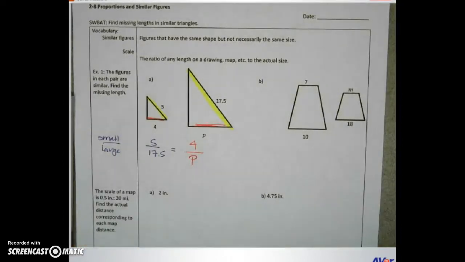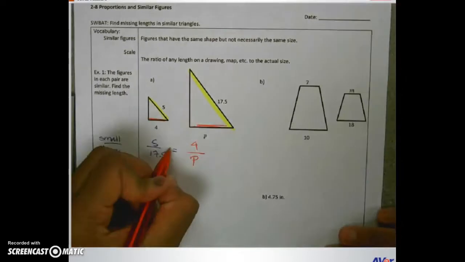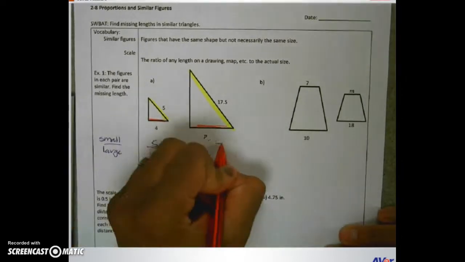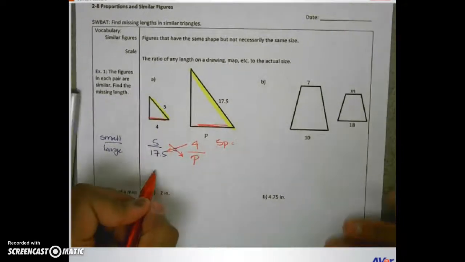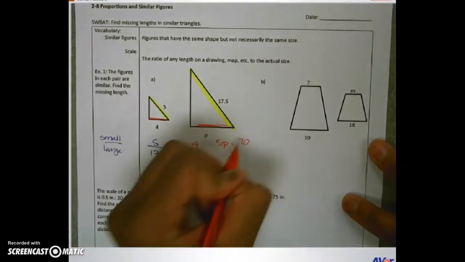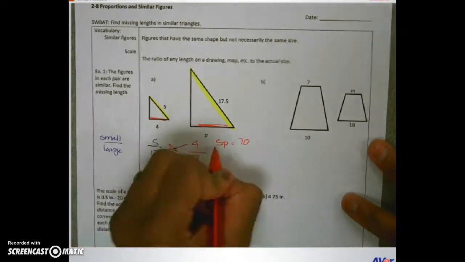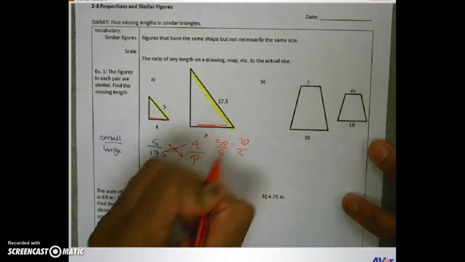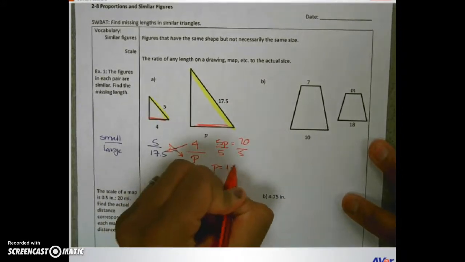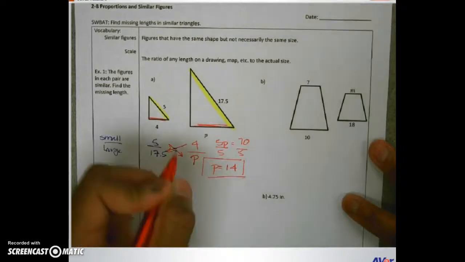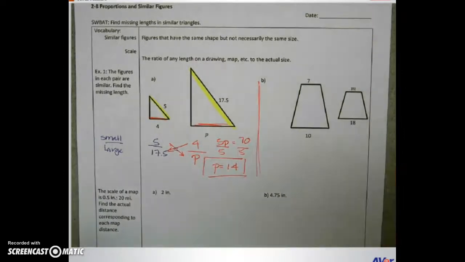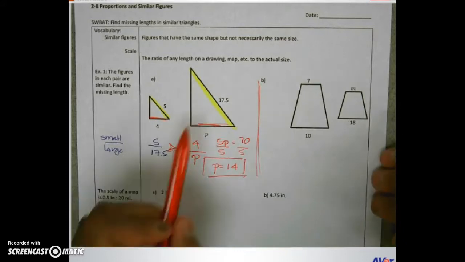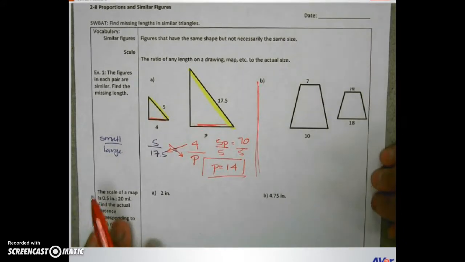Now you're going to do what we did yesterday. We're going to cross multiply. So going this way, I have 5P equals, and this way, 4 times 17.5 is 70. Then I'll solve by dividing both sides by 5, and I have P is equal to 14. Now, one thing I low-key hate about this problem is they didn't give us units. So you're just going to say 14. If you want to, you can put 14 and then the word units. But typically this should be like inches or centimeters or something like that.